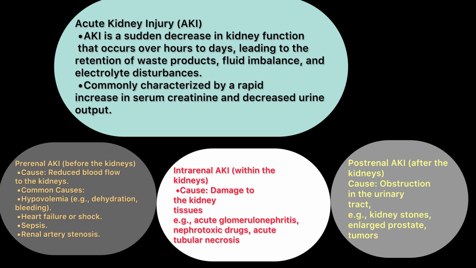And there are three main causes: pre-renal, intrarenal, and post-renal. In the pre-renal causes, there is reduction in blood flow to the kidneys, like due to hypovolemia, heart failure, shock, renal artery stenosis, or sepsis. In the intrarenal causes, there is damage to the kidneys or tissues, for example, acute glomerulonephritis, nephrotoxic drugs, and acute tubular necrosis. And in the post-renal AKI, there is a problem after the kidneys, like obstruction in the urinary tract because of kidney stones, enlarged prostate, or tumors, etc.